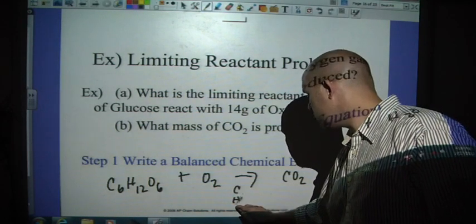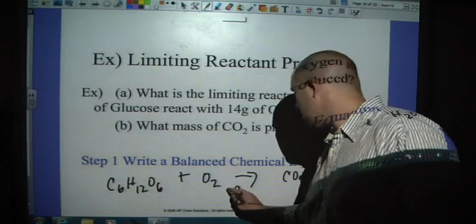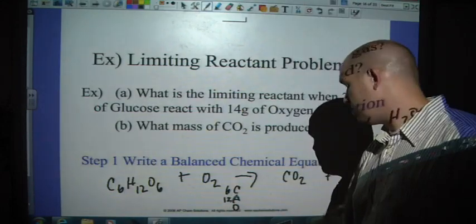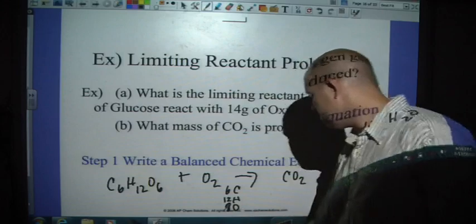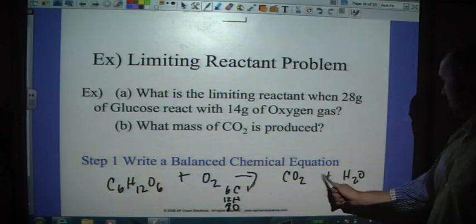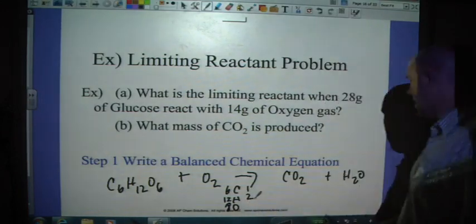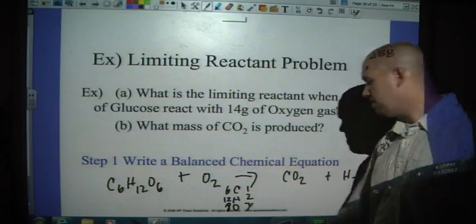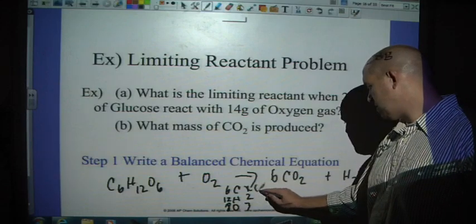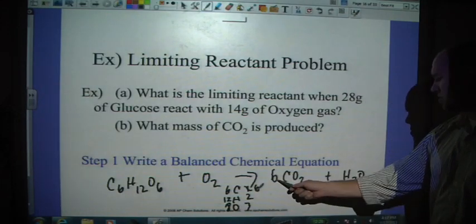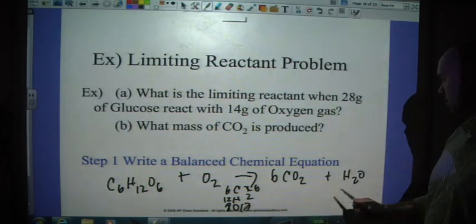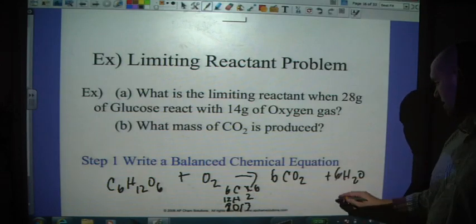C, H, O. I have 6 carbons. I have 12 hydrogens, and I have 8 oxygens. Over here, I have 1 carbon, I have 2 hydrogens, and I have 3 oxygens. Get them even. I'm going to multiply this one by 6, and that's going to change that to 6, and that's going to adjust our number of oxygens. We now have 12, 13 of them. Adjust my hydrogens. I have 2. If I multiply this side by 6, that's going to give me my 12.